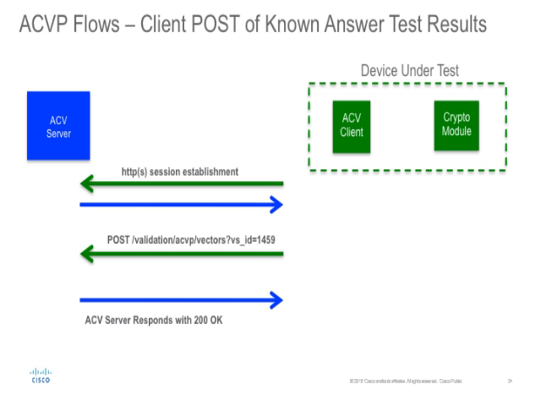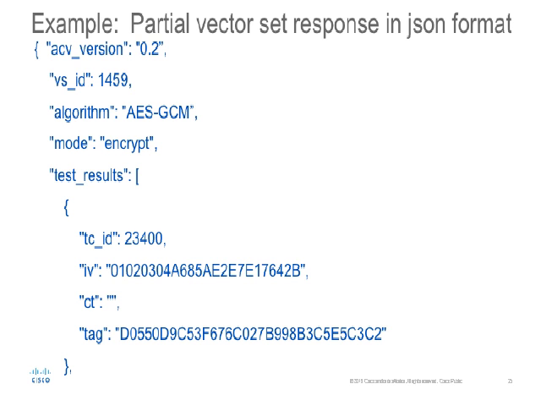So here's a partial response in JSON. The one thing that you'll notice here that is different between ACVP and CAVS is that we only respond with the results. We don't echo all of the request information down.